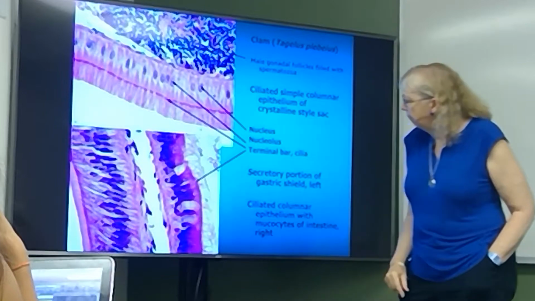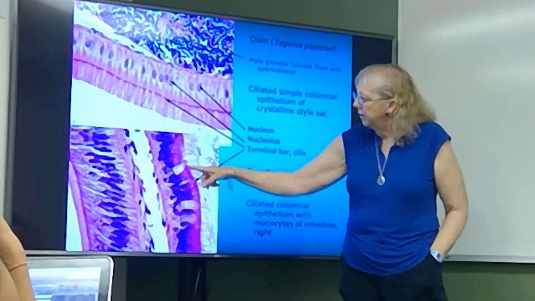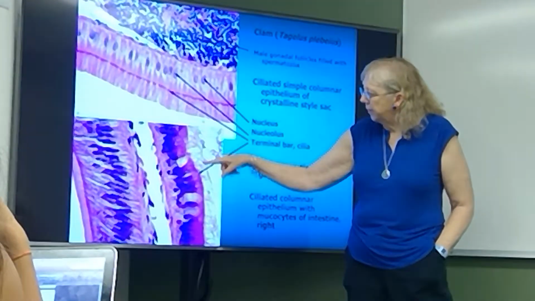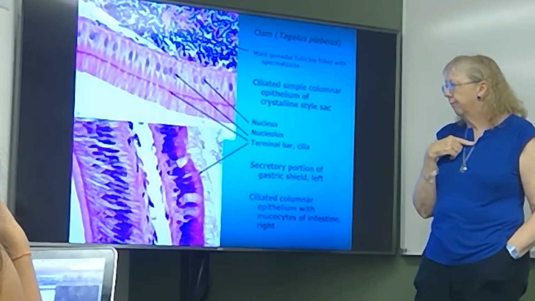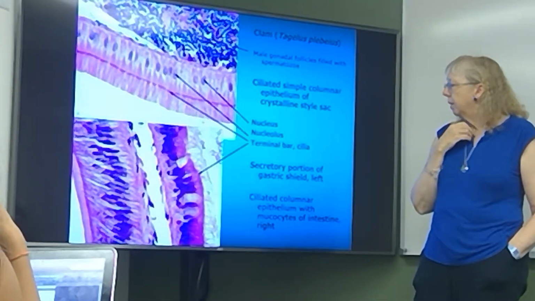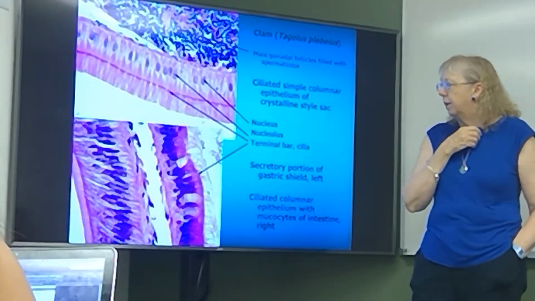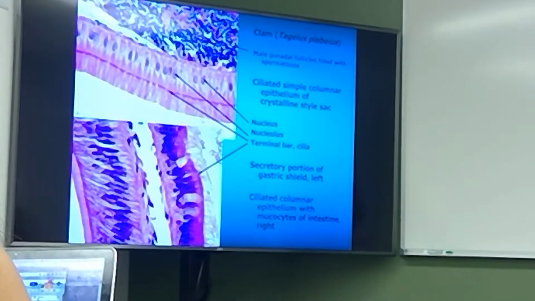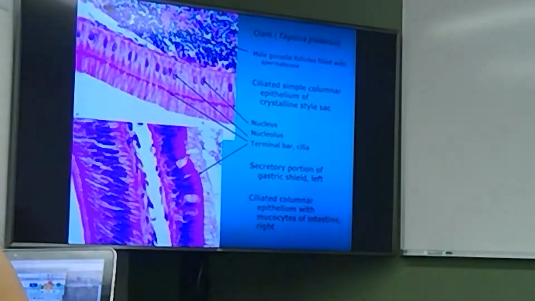And on this side, we have an epithelium that contains the mucous secretory cells and ciliated cells, which is essentially like what we have lining our trachea. So you can see that the epithelia can have diverse cell types within it, or they can just be very simple.